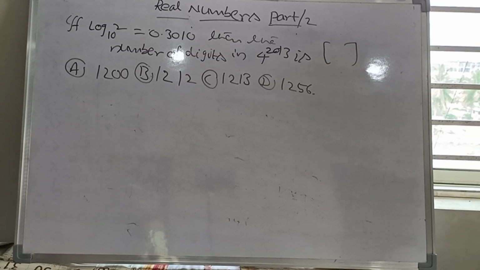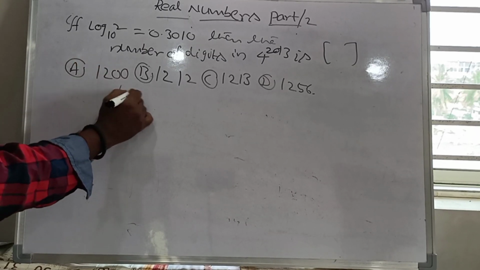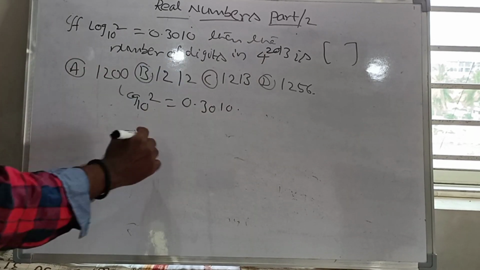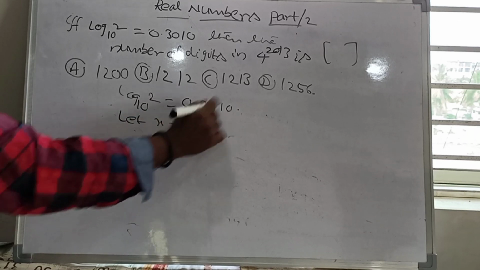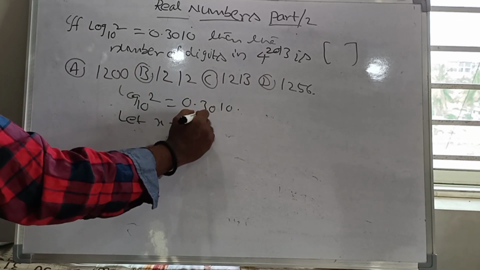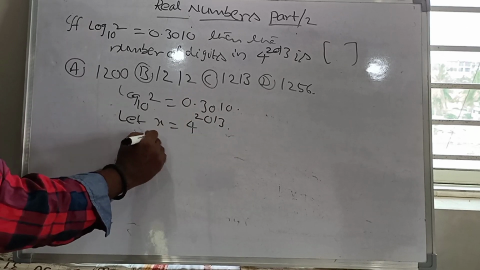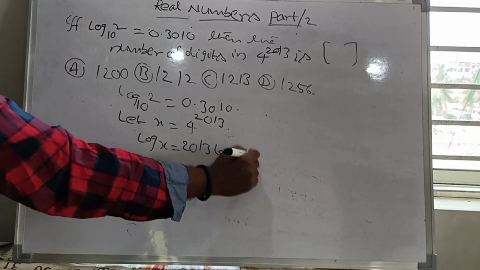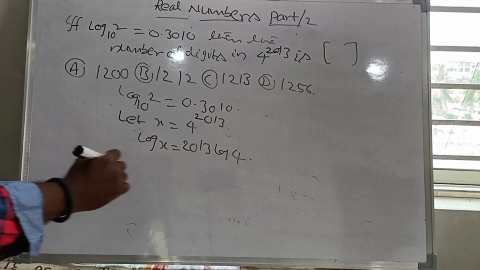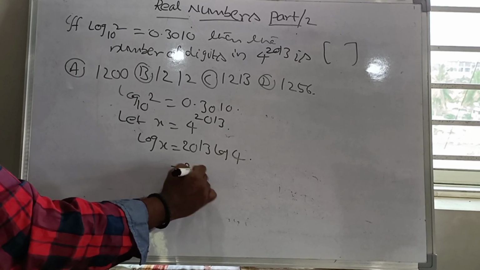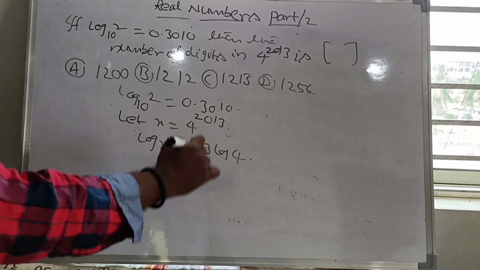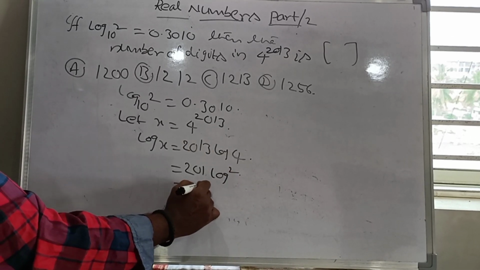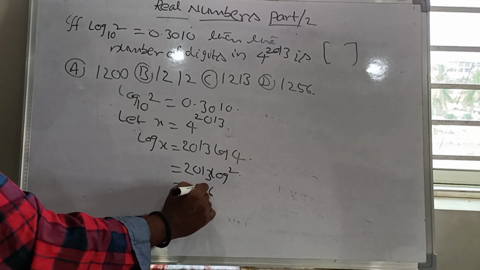5. If log 2 base 10 is equal to 0.3010, then the number of digits in 4 power 2013 is dash. Let x be equal to 4 power 2013. On applying logarithm both sides, log x is equal to log 4 power 2013, so 2013 into log 4. Log 4 can be written as log 2 square.